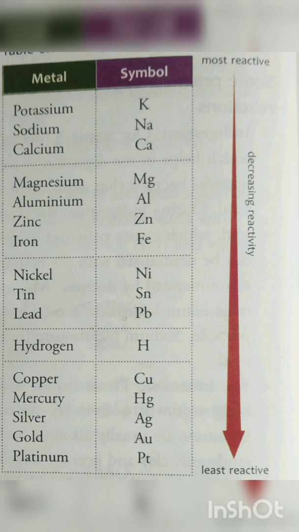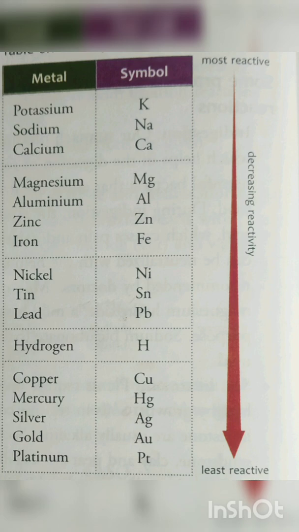So in this series, the metals which are very reactive are placed on top, and as the reactivity decreases, they are placed below. Okay, so this series is known as the activity series of metals.